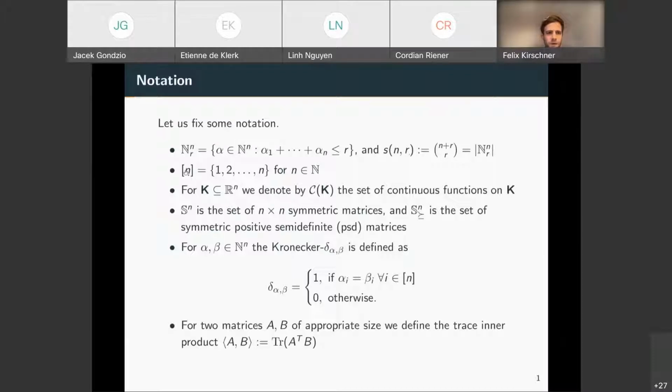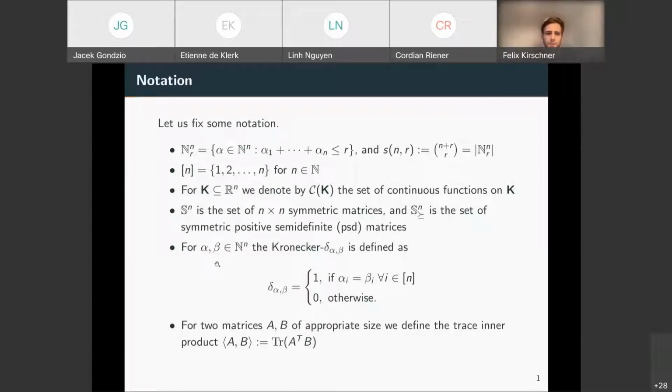If you see an integer in these square brackets, we mean the set of the natural numbers from 1 to n. And for a subset of R^n, which we will always write with that bold letter K here, we denote by C(K) the set of continuous functions on the subset of R^n. S^n will be the set of n times n symmetric matrices, and this symbol here will be the set of positive semidefinite matrices.